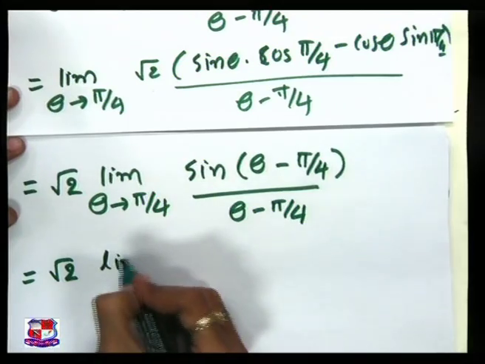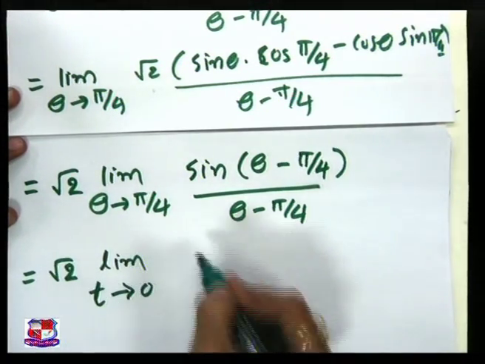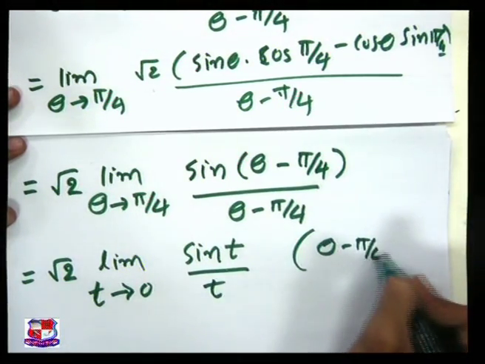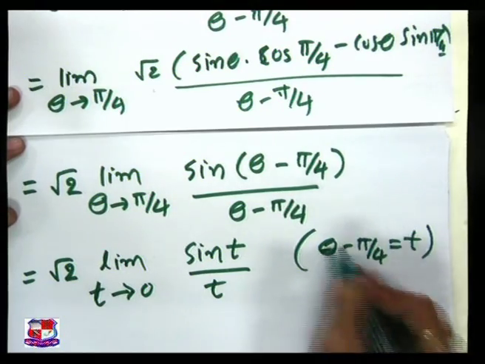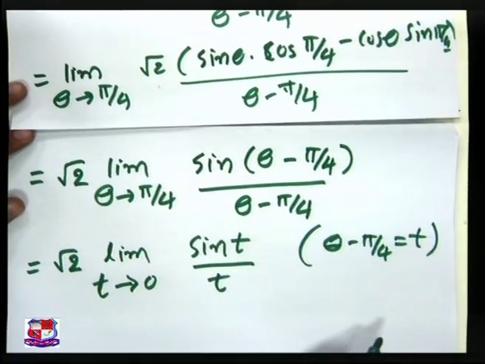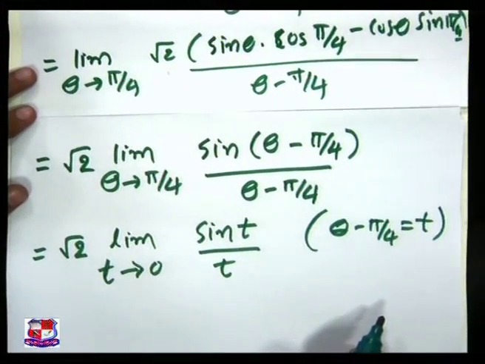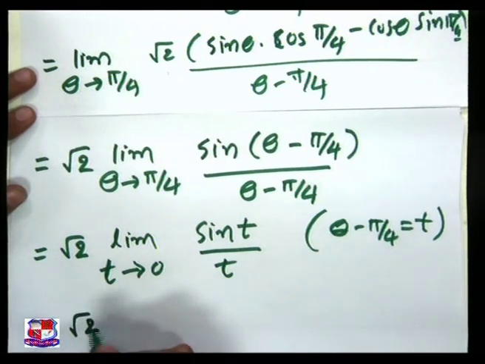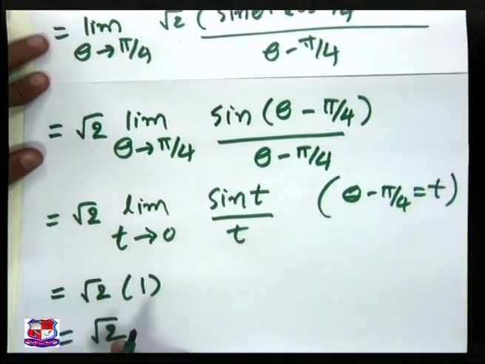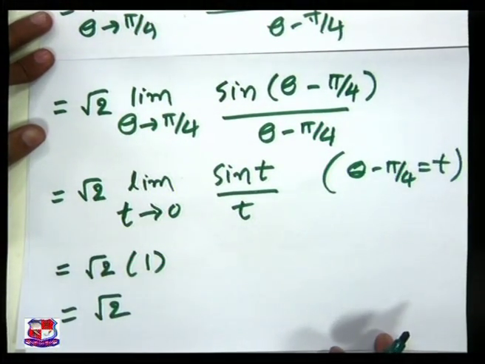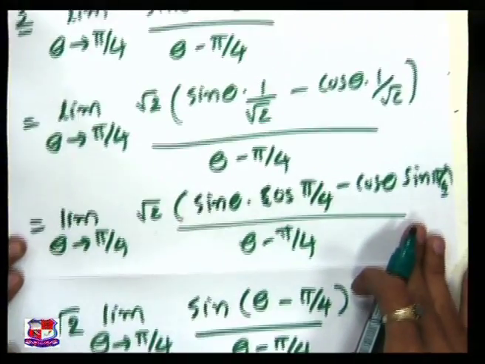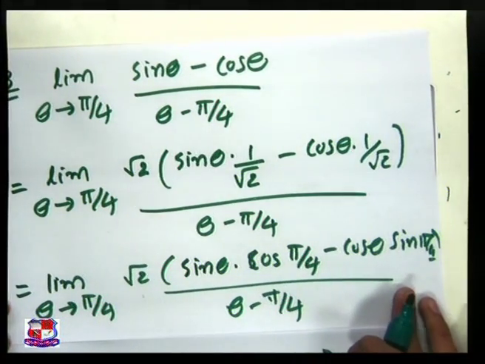So this one is equal to limit t tends to 0 sine t upon t, where theta minus pi by 4 is equal to t we have taken. So this one will be limit t tends to 0 sine t upon t. As we all know, limit theta tends to 0 sine theta upon theta is equal to 1, so this will be 1, so root 2 into 1, so our answer is root 2. This is the answer of the limit theta tends to pi by 4, and this way we have evaluated this limit.